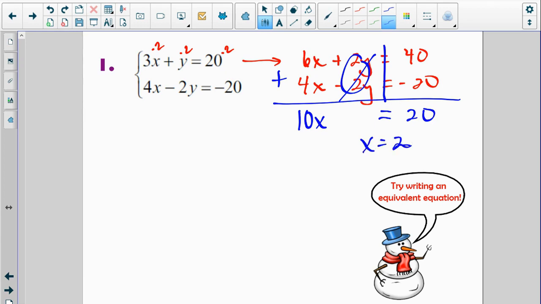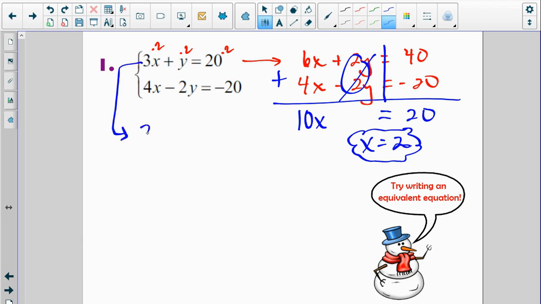X would have to equal 2. And that's not my final answer, but it is the first part of my answer. X equals 2. So now we have to do our substitute and solve as our last steps. So I pick an equation, either one of the original equations, and if I know my x value, I'm trying to solve for the y value.